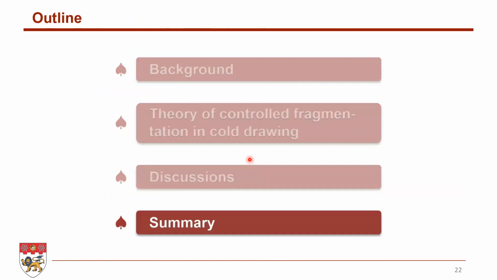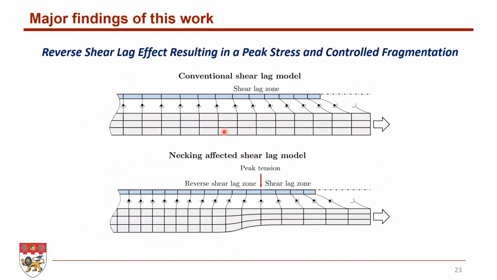Then we can summarize this work. We can see in the conventional shear lag model, there is only a shear lag zone, while in our model, under the influence of the neck, there should be an additional reverse shear lag zone. And this reverse shear lag effect will result in peak tension and thus the controlled fragmentation. So that's our major finding in this work.